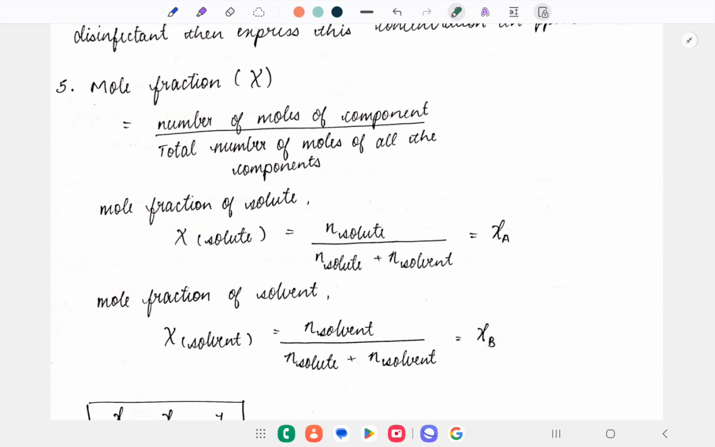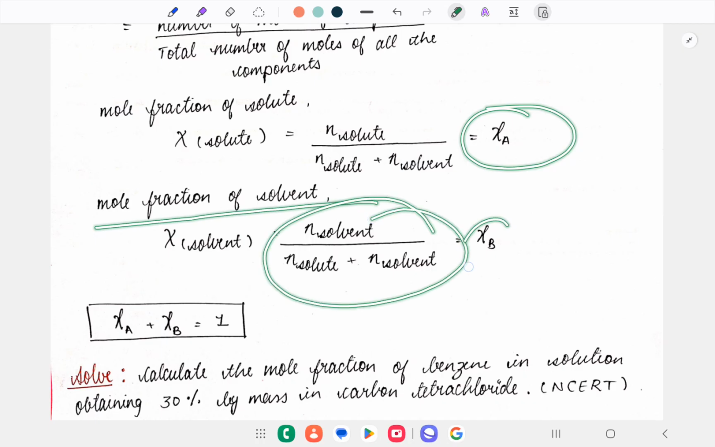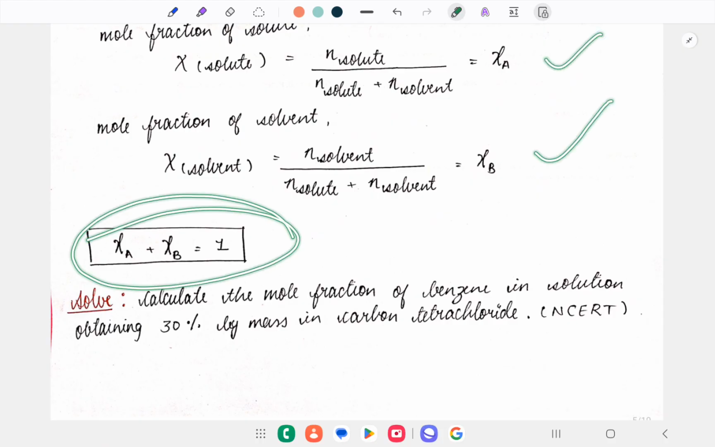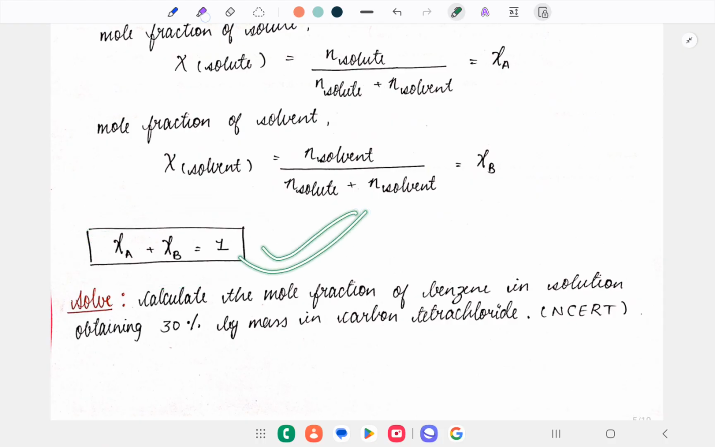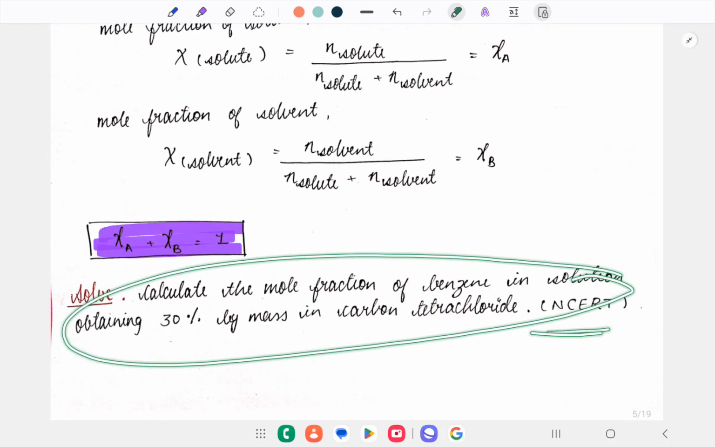So here the mole fraction of a solute will be moles of the solute by total number of moles of the solution, which is represented as this, and then the mole fraction of solvent in the same way. So if we combine these both, then we will get 1. It is a very important equation to remember. It will help us solve a lot of questions. This is a question for you. It is an NCERT question.